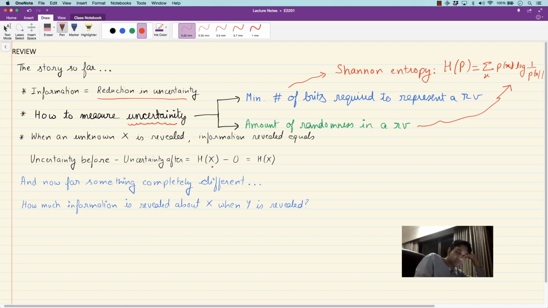Uncertainty before the answer is revealed is H(X). And once you know the answer, there is no uncertainty, so this is 0. So how much does the uncertainty change? Well, it changes by H(X). So the day you see the result of the election, the information revealed to you will be H(X), the entropy of the random variable X.